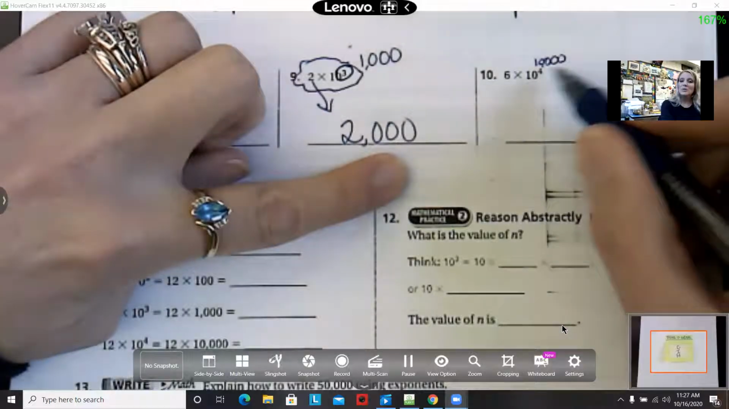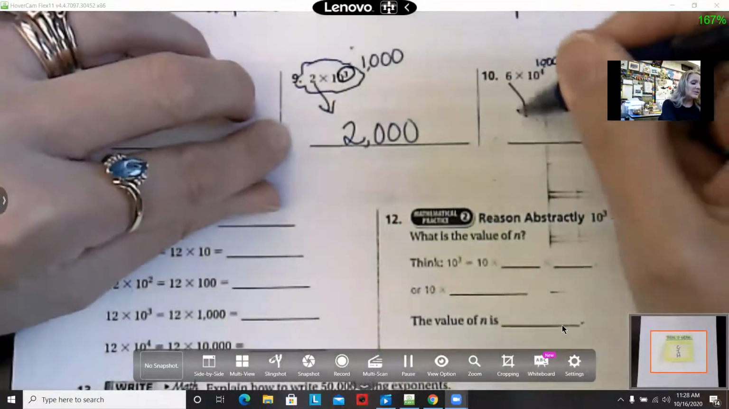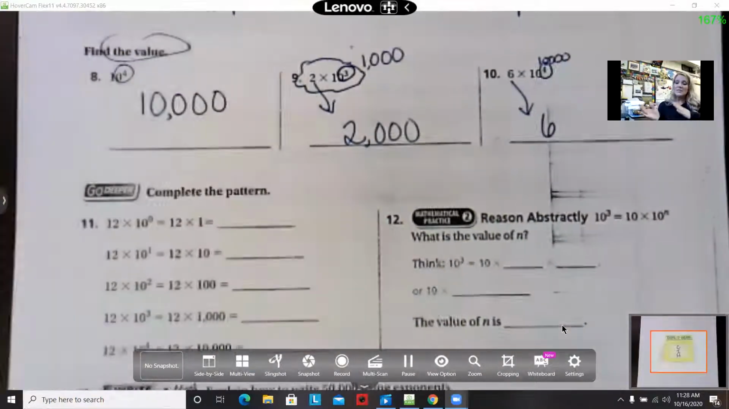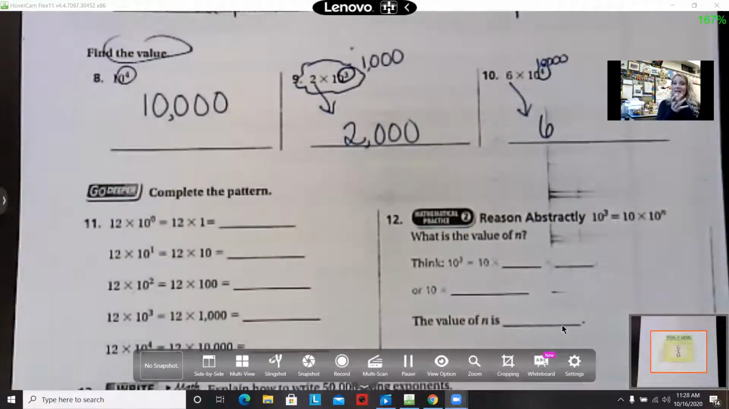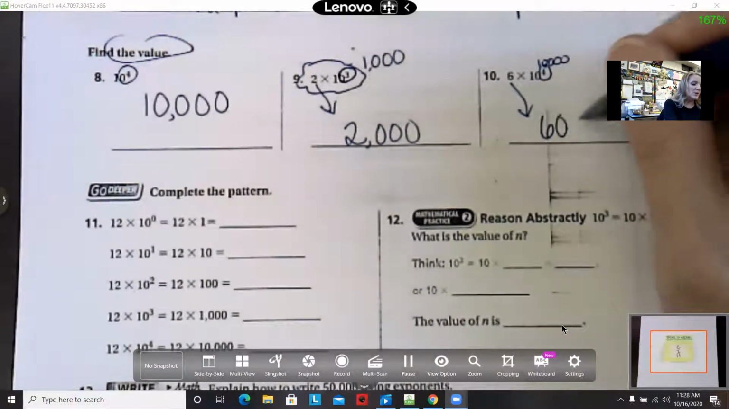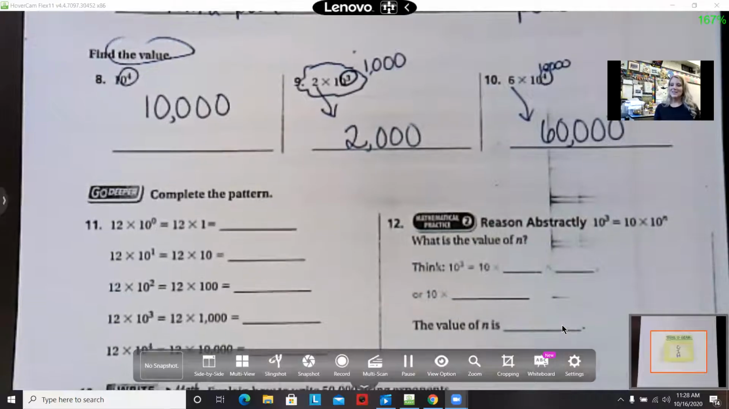Okay, 10 to the 4th power would be 10,000. Okay, but we don't even have to worry about that. 6 times 10,000, I think you could do that one in your head, but we just copy down the number 6, and we copy down those 4 zeros, because 6 times any power of 10 just means you're adding that many zeros to the end. So we need to add 4 zeros and go back and put your little comma, 60,000.